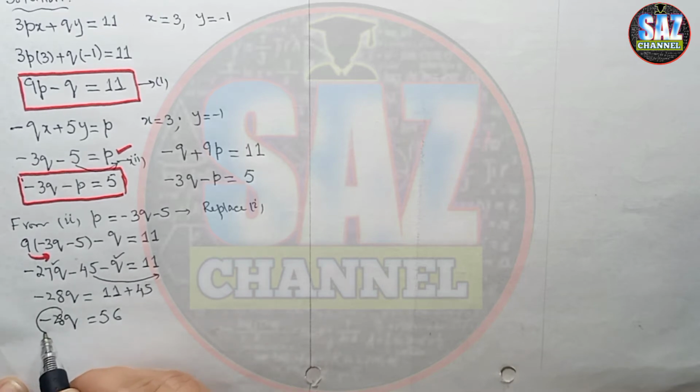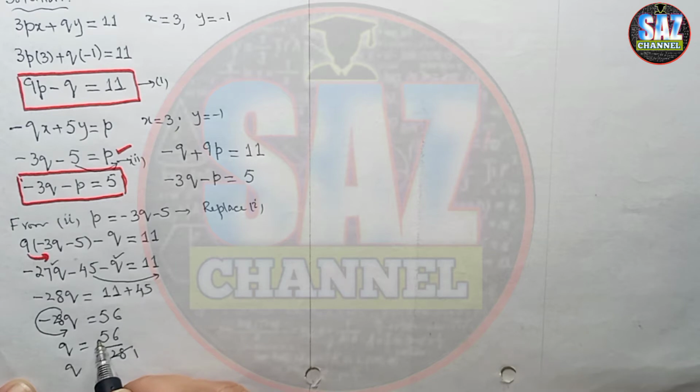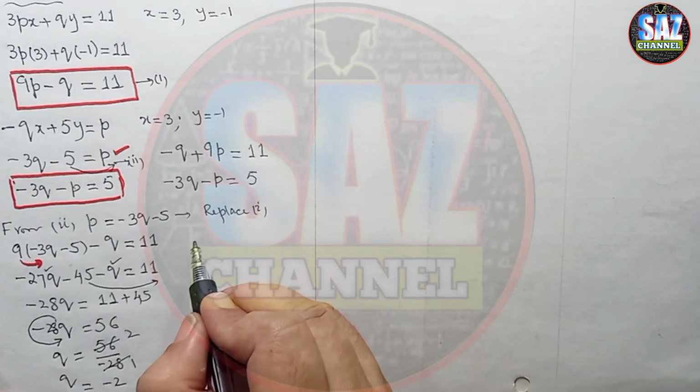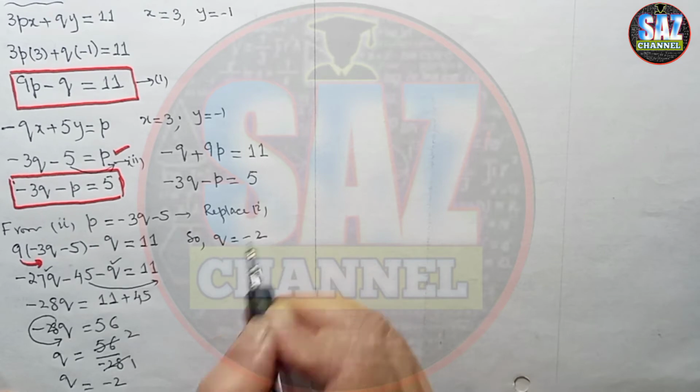Now in order to get the value of q, I have to shift this 28 with negative sign. q equals 56 by 28. Okay, and q equals, read the table, 28 ones are 28 and 28 twos are 56. q equals minus 2. So the value of q is minus 2.